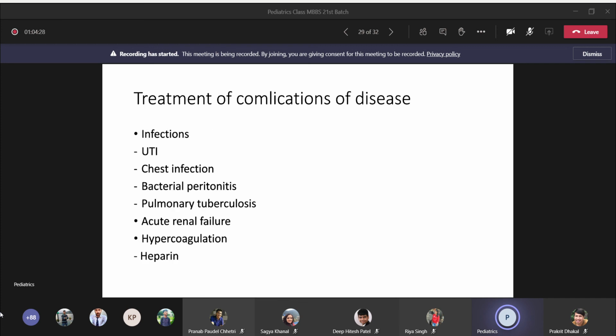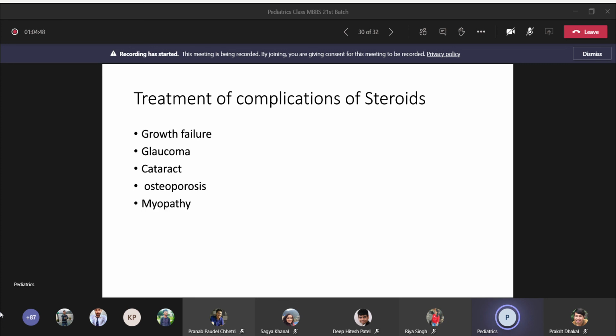Now come to the treatment of complications of the disease. I have already told the other is treatment of complications of the disease like infections, UTI, chest infection, bacterial peritonitis, pulmonary tuberculosis, acute renal failure, hypercoagulability. These are the things that you have to treat. Then treatment of complications of steroids, such as growth failure, you have to treat. How can you treat? Means you have to give more and more protein. Glaucoma, you have to treat. You have to go to the ophthalmologist. Then cataract, you have to do the cataract operation also.